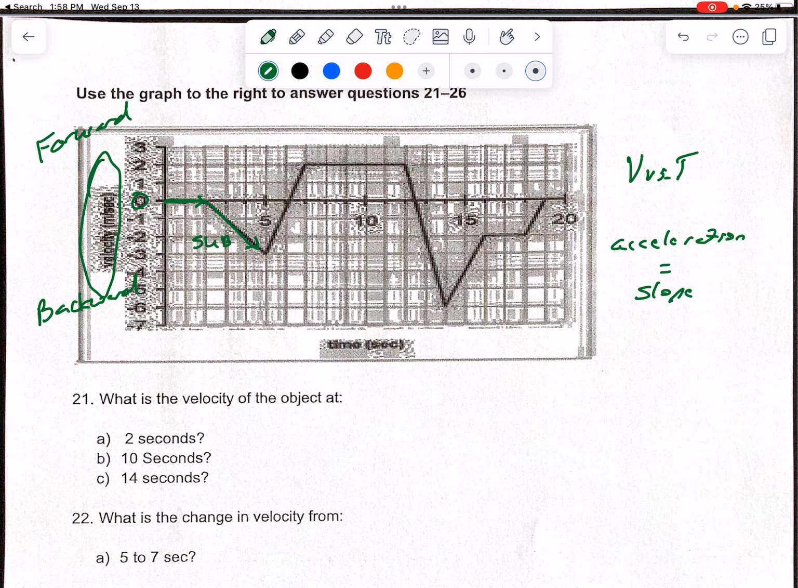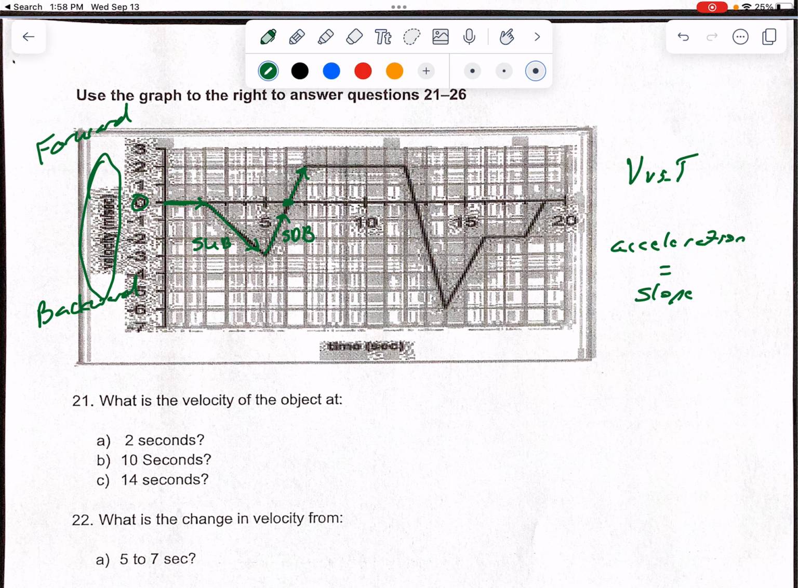Then, at 5 seconds, I start going back towards 0. I'm not going forward yet, I'm still below the x-axis. It just means I'm slowing down. I'm going back towards 0, that x-axis line. So this would be slowing down backwards. So at 6 seconds, I stop. I hit 0. Once I go through that x-axis, I change directions. So I'm going forward now, going away from 0, and I'm above the x-axis. So that's speeding up forward.